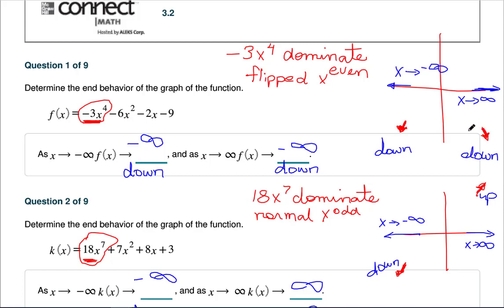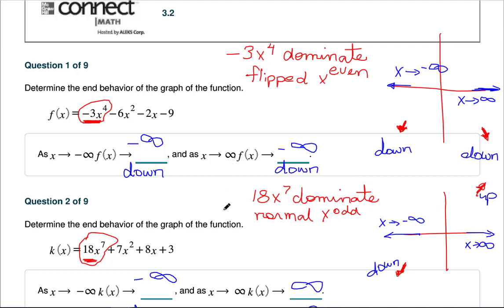Now in terms of the notation, if I head to the left forever in terms of the inputs, then I'm looking at the end going down, or it's going to minus infinity. If we go to the right side forever, heading this way, I'm looking at the end and it's also going down. And so f of x is approaching, or going to, minus infinity. So these arrows just indicate a direction we are heading in.